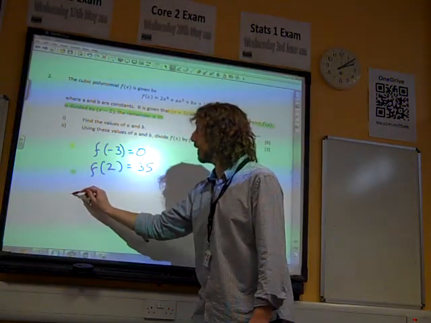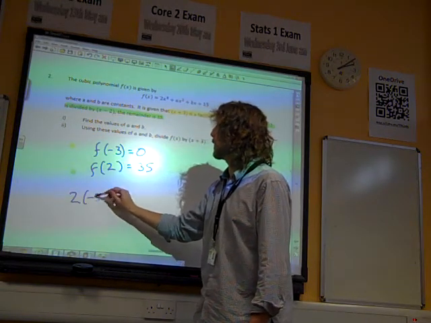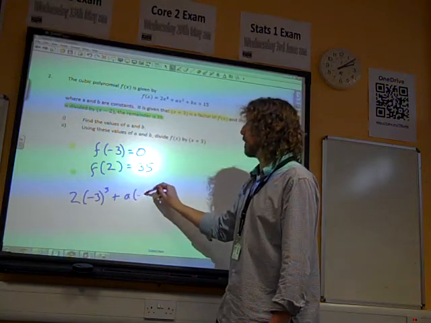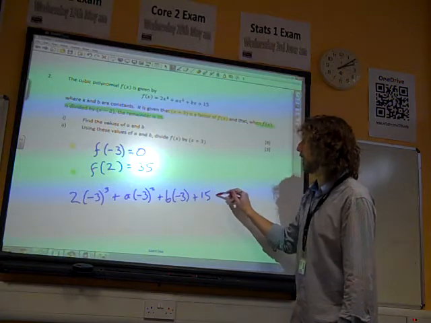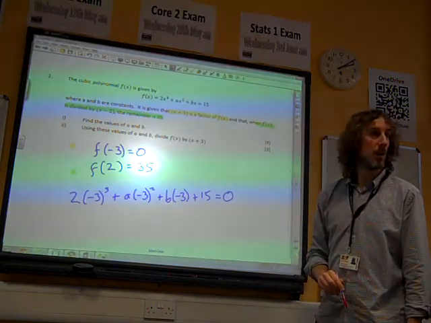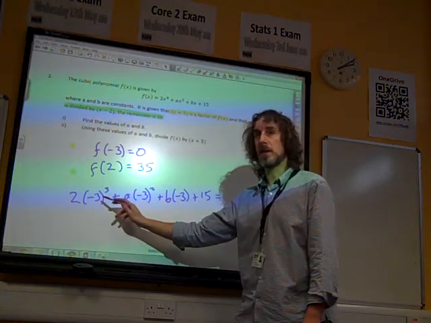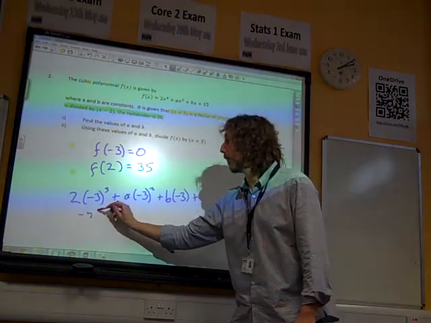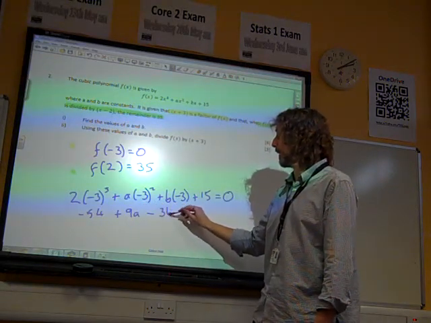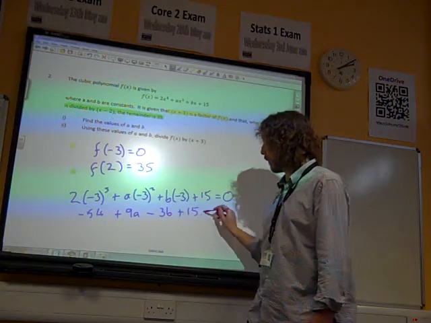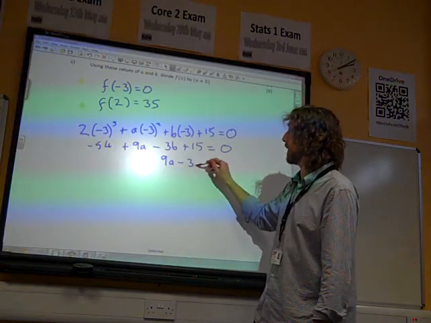So f of minus 3 being 0 gives us 2 times minus 3 cubed plus a times minus 3 squared plus b times minus 3 plus 15 is 0. You can of course use a calculator at this stage. Minus 3 cubed is negative 27, doubled is minus 54, plus 9a, minus 3b, plus 15, so 0.